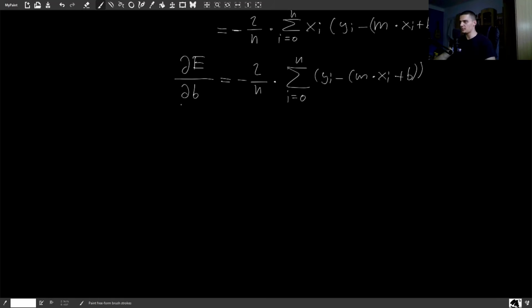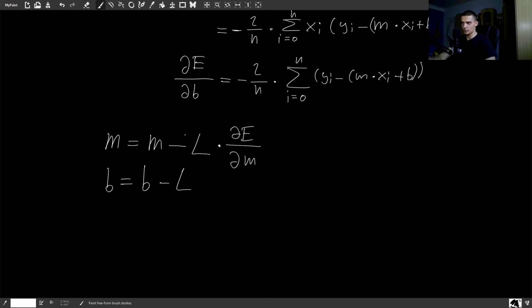So if we want to improve m and b, with each iteration we say: take the new m, and assign to it the current m minus a learning rate, we're going to talk about that in a second, times the direction of the steepest ascent, so the partial derivative of E with respect to m, and the same for b. b equals b minus L times the partial derivative of E with respect to b. This is more of a programming notation, not necessarily a mathematical notation, but that is what we do.